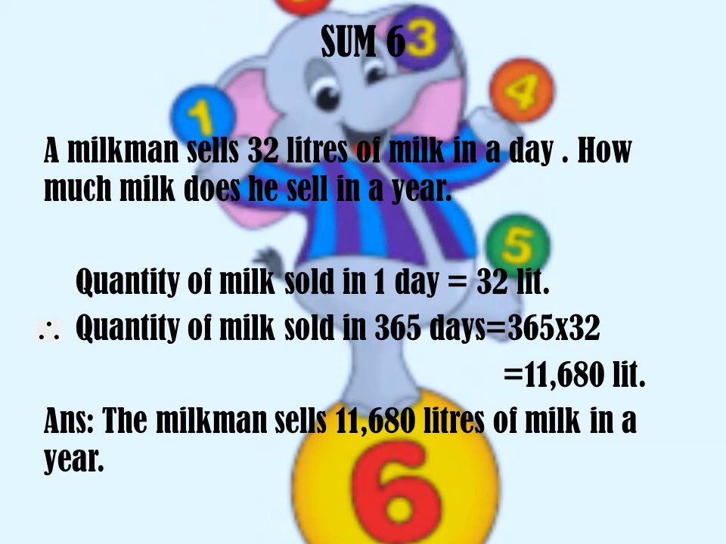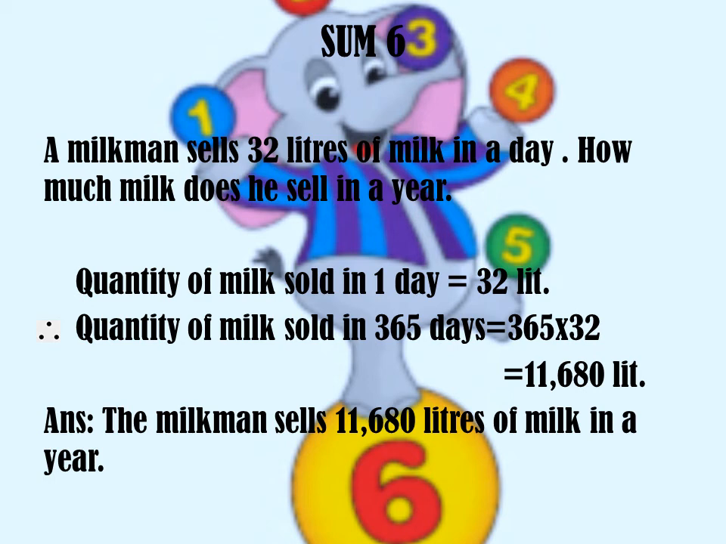One more example, a milkman sells 32 liters of milk in a day. How much milk does he sell in a year? So in this case, look at the statement, it starts with quantity. Try to avoid writing your statements with units, like liters of milk or rupees he had. Your statement should start with quantity or weight or cost or price or number, if it is something which you can't count.